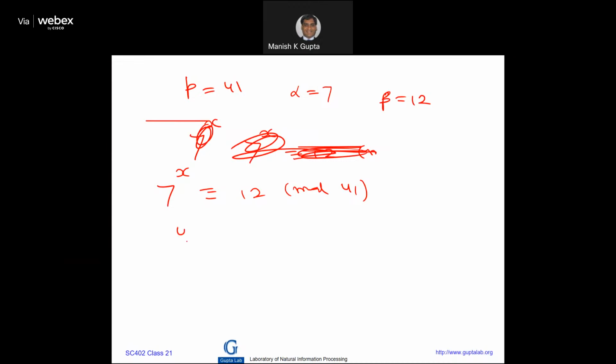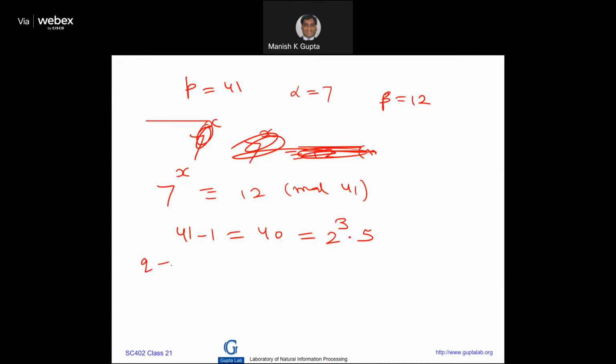We note that 41 minus 1 is equal to 40, which is 2 cubed into 5. So I need to look at one case, modulo 2 cubed, and another case, modulo 5. Then I will apply the Chinese remainder theorem. So I need to find x modulo 2 cubed, and x modulo 5, and then apply the Chinese remainder theorem to find x modulo 40. Got it? Okay.